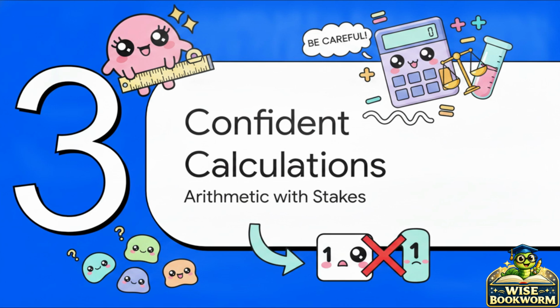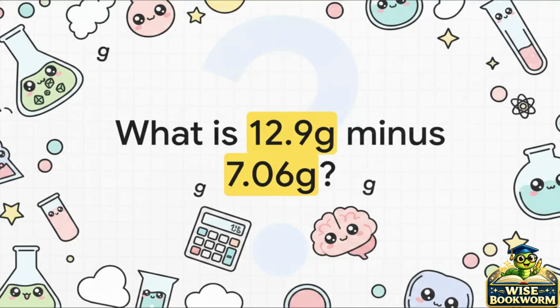This is arithmetic with real-world stakes. When you actually take these real-world measurements and start doing math with them, you have to be really, really careful. A final calculated result can never, ever be more magical or more accurate than the raw, messy measurements it originally came from. Let's actually test this out with a quick mental calculation.